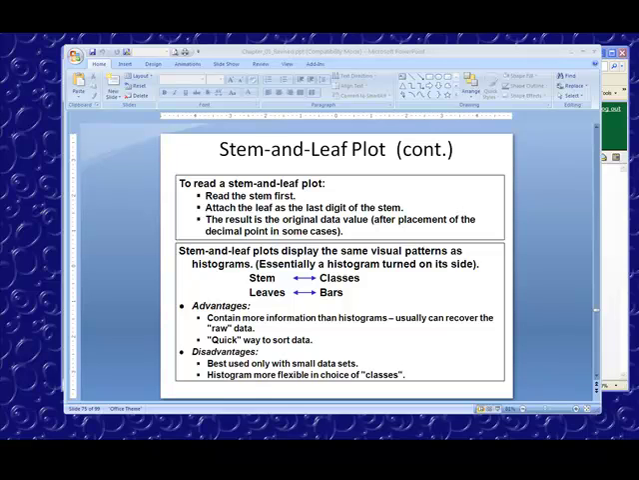Now the advantages of doing a stem and leaf is that it's really quick. It's a quick way to sort your data. It contains more information than your histograms because you actually see the raw data. Now, you can only use it for small data sets, so that's a disadvantage there. And histograms are more flexible in the choices of classes, which we talked about in the last two audios that I have made.